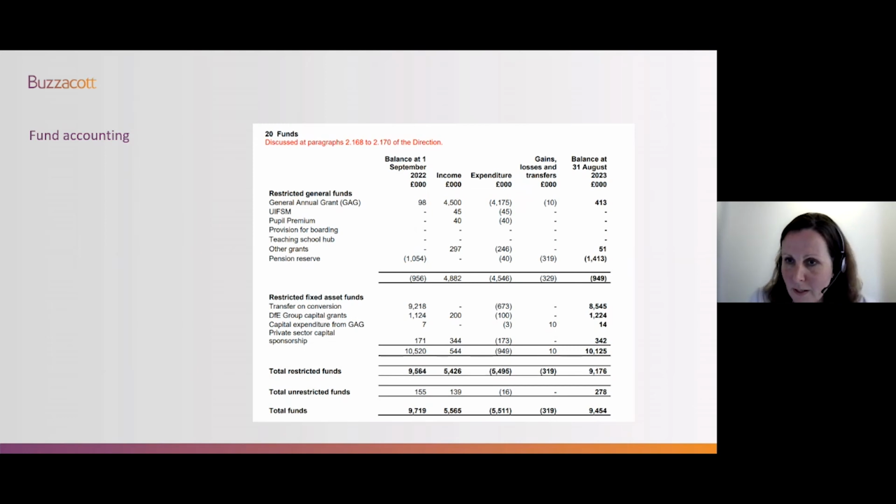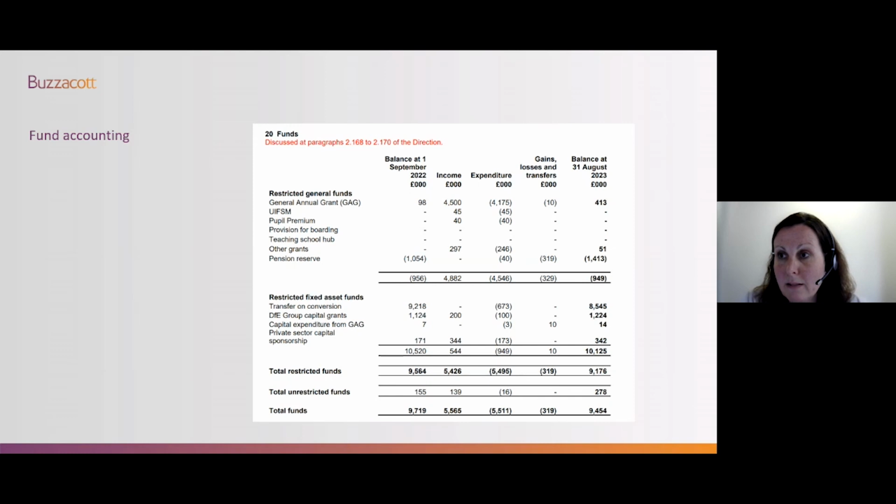So, for example, against restricted general funds, you have income there of 4.882 million. That must tally to the total income on your restricted general funds within the statement of financial activities. Similarly, that the balance or the expenditure tallies, the gains, losses and transfers figure tallies, and also the balance at the year end as well. So making sure that all of the key figures, the subtotals in this note, tie into both your statement of financial activities, but also your balance sheet. In terms of the pension reserve, so you can see here that's negative 1.413 million.